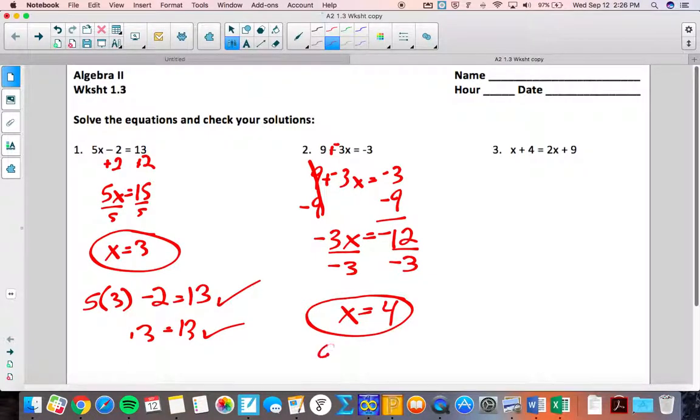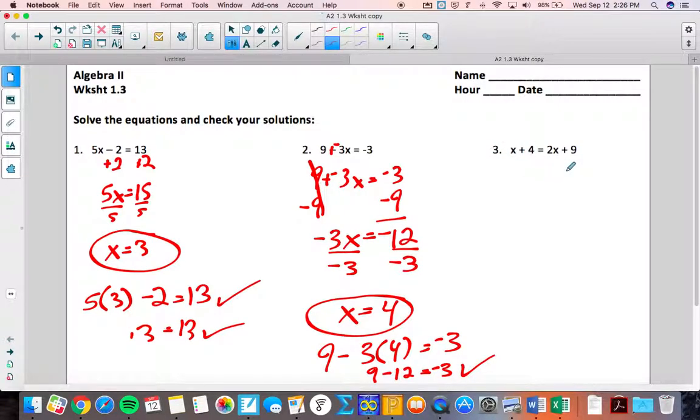Let me check that. We had 9 minus 3x. Oops, 9 minus 3 times 4 equals a negative 3. On the left side, we get 9 minus 12 equals negative 3, and 9 minus 12 is negative 3. So I'm feeling good with that.